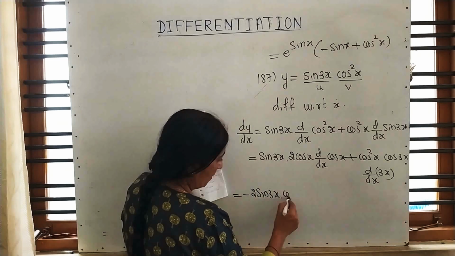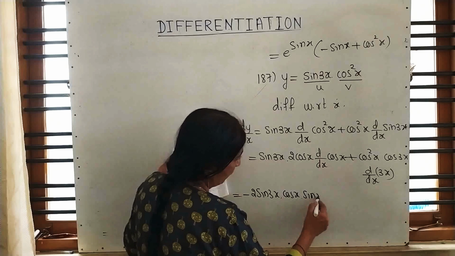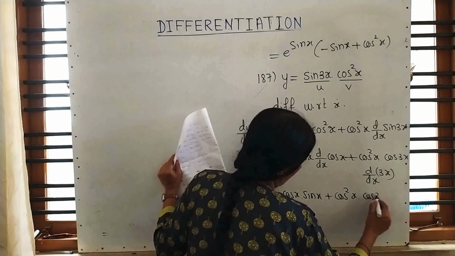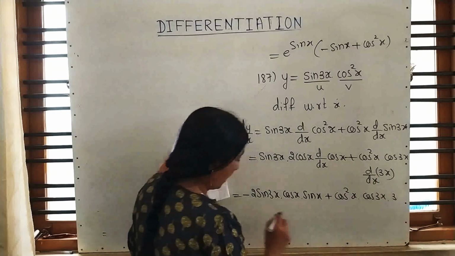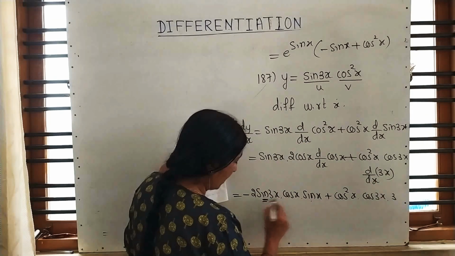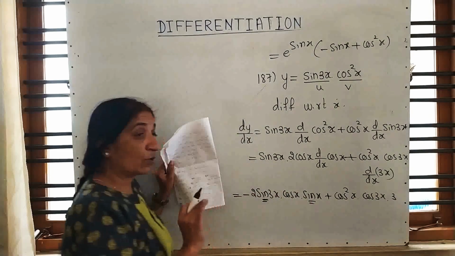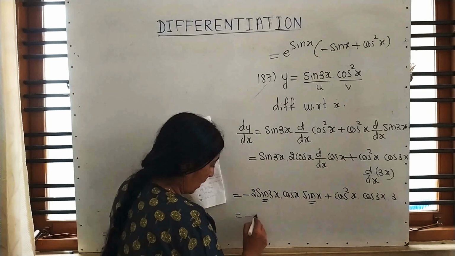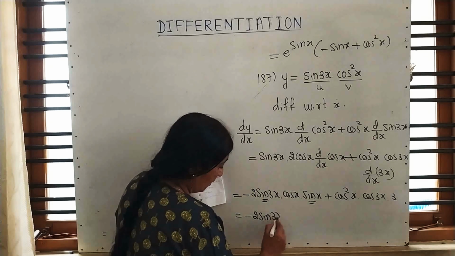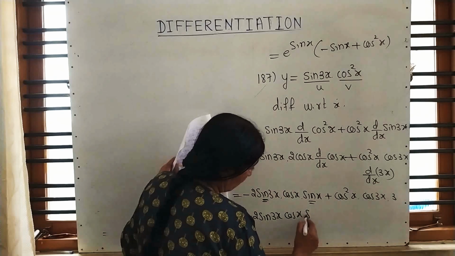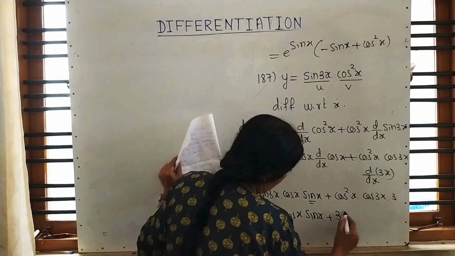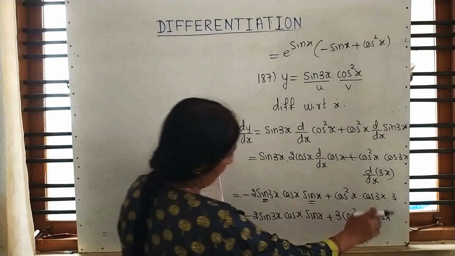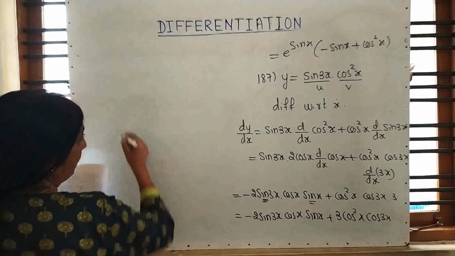Sin 3x cos x into sin x plus cos square x cos 3x into 3. And remember, we cannot multiply these terms. We cannot multiply and we cannot write sin square. Why? Because their angles are different. So you can write minus 2 sin 3x into cos x into sin x plus 3 cos square x into cos 3x. Again we cannot multiply. They have a different angle.